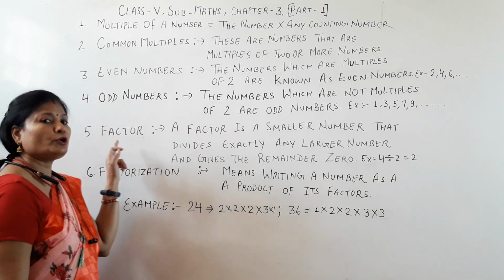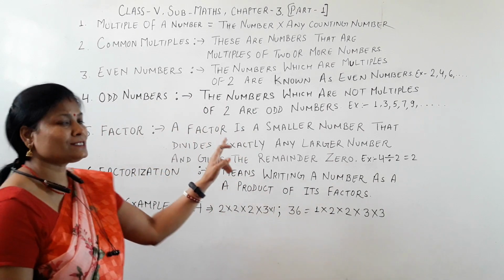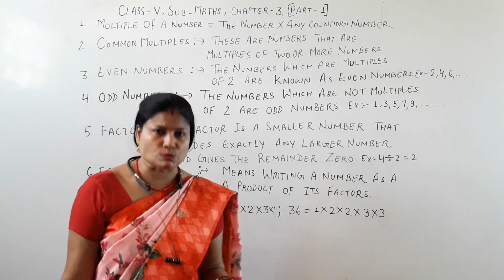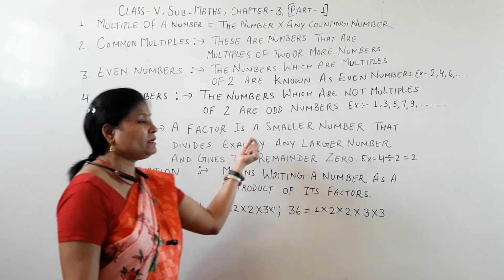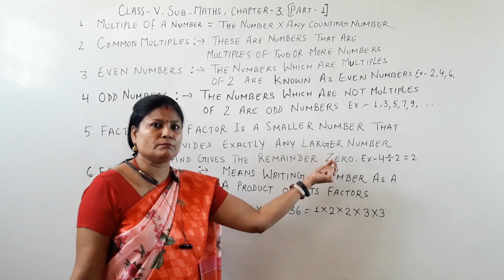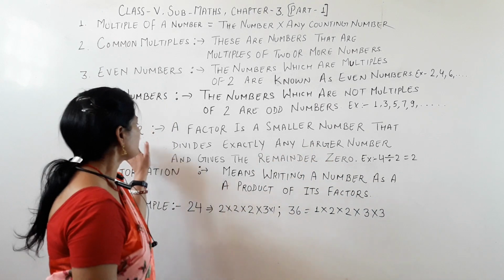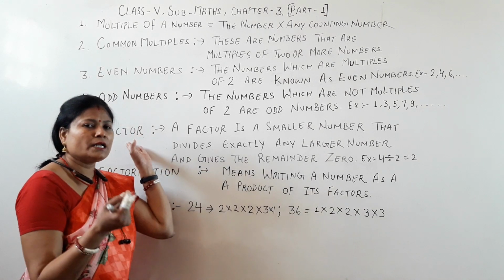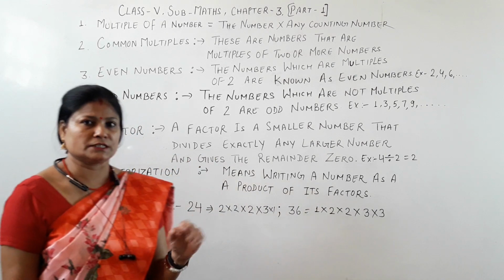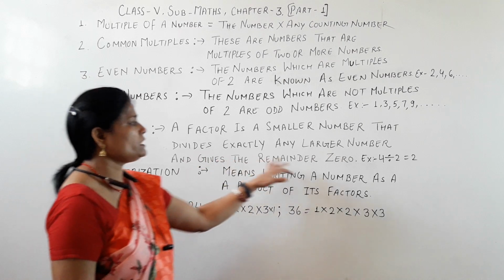Now factor. What do you mean by factor? A factor is a smaller number that can divide the given number and the remainder should be 0. Or we can say a factor is a smaller number that exactly divides the given number and the remainder should be 0.